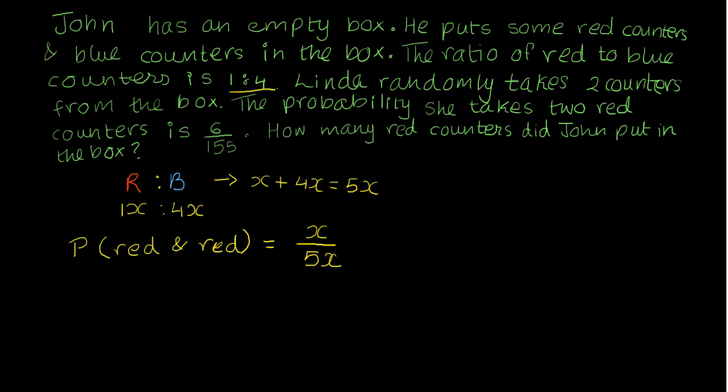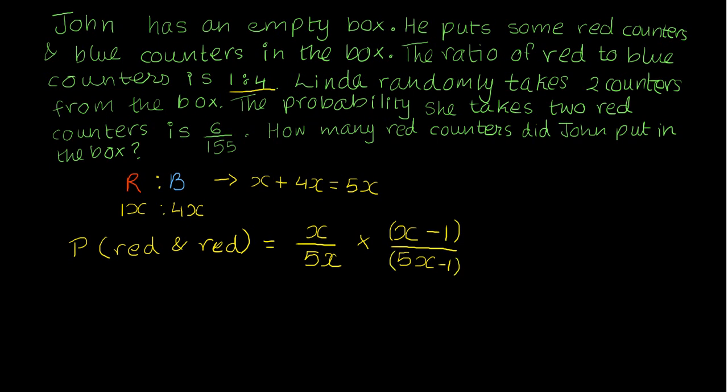Now for Linda to take the second counter, which is red, there's 1 less red counter than there was before, so the number of red counters is x minus 1, and inside the box, there's 1 less counter because she's already taken 1 counter, so there'll be 5x minus 1 counters. Okay, so we've got this situation here. I'm going to put a bracket over here and try and expand this.